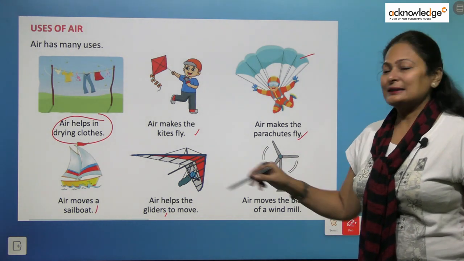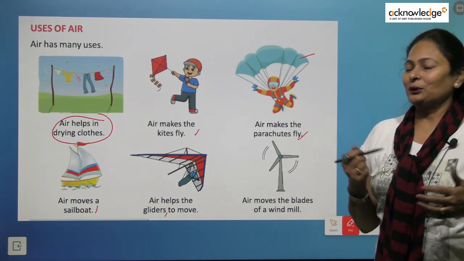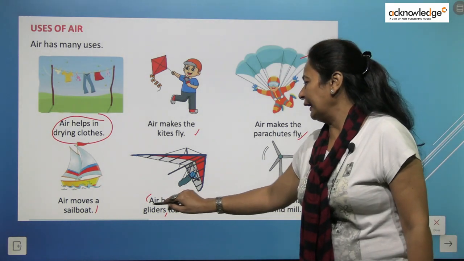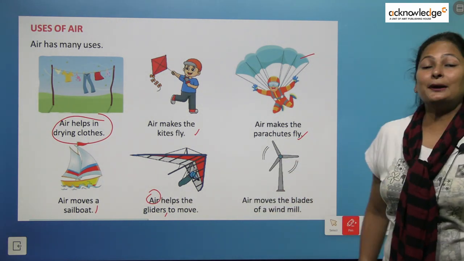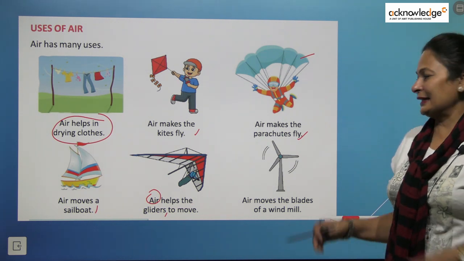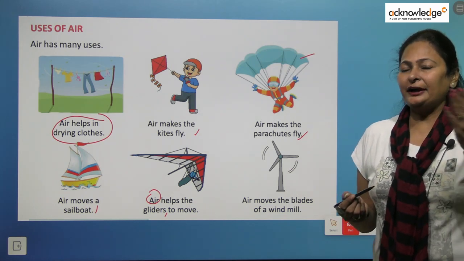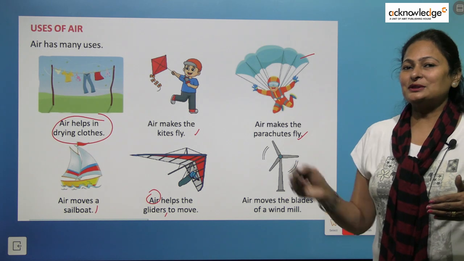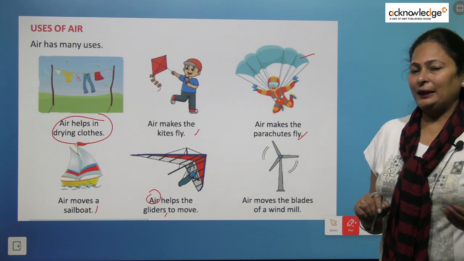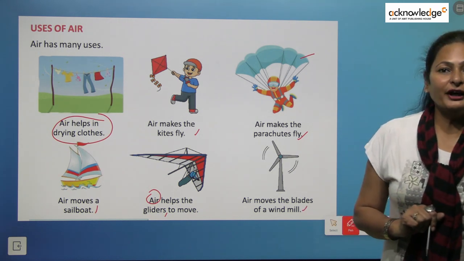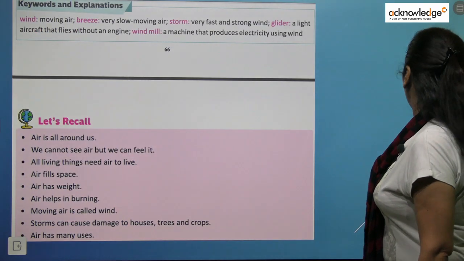Glider means an aircraft, but it does not have any engine in it. So, what helps? Air helps the gliders to move. Air moves the blades of the windmills. Yes, a windmill is a kind of machine which generates electricity by using wind energy. So air makes the blades of windmills move, and electricity is generated by windmills.